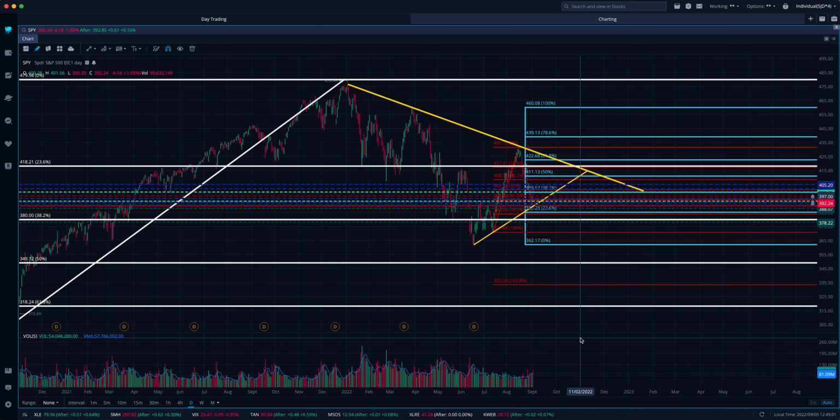All right, so the first step of this process is drawing the fibs, right? And this is where a lot of people get confused. Where do I draw them? How do I draw them? Well, basically you're going to want to be drawing them in trends.